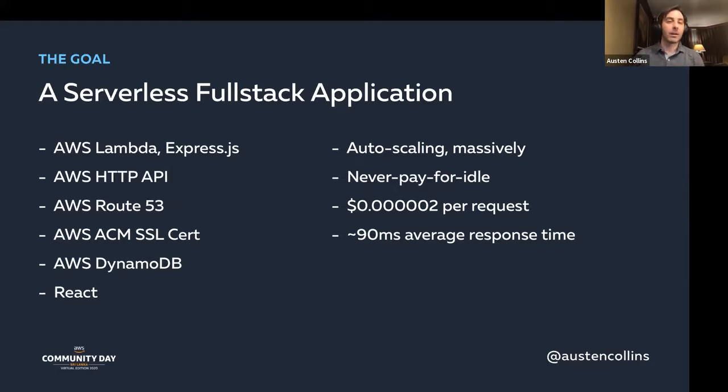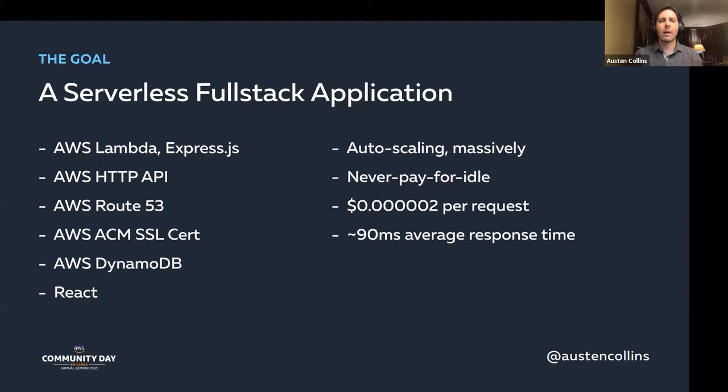And we'll be setting up a custom domain on Route 53 as well as a free AWS ACM SSL certificate. So you have a true production-ready serverless full stack application at the end of this with a custom domain, SSL certificate, everything you need to go into production. We'll be using AWS DynamoDB because it is one of the optimal databases to use in a serverless architecture, and React on the front end.